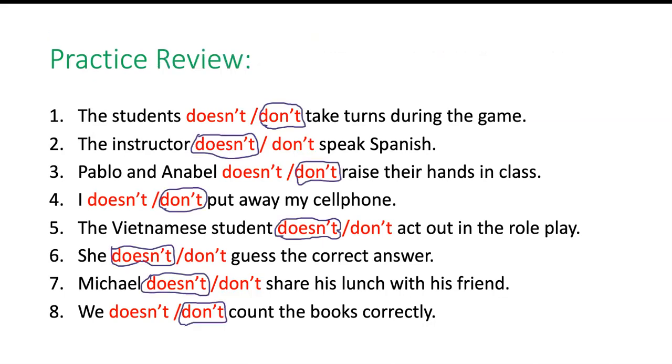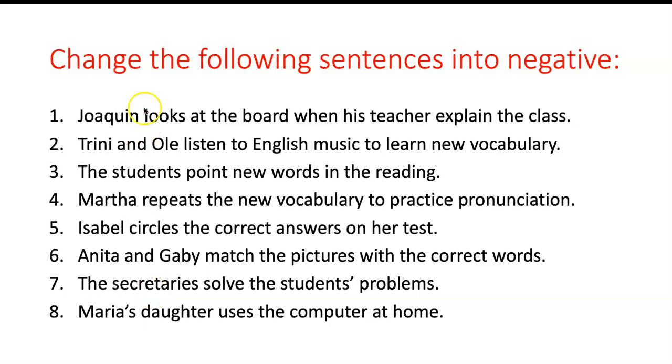Okay, so now we are going to continue. Next, change the following sentences into negative. We have these sentences here. All these sentences are positive sentences. You are going to change these positive sentences into negative sentences. Joaquin looks at the board when his teacher explained the class. Oh, I have an error here. Here I have to say when his teacher explains.